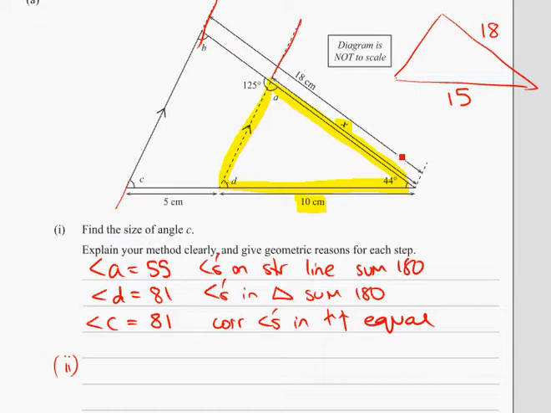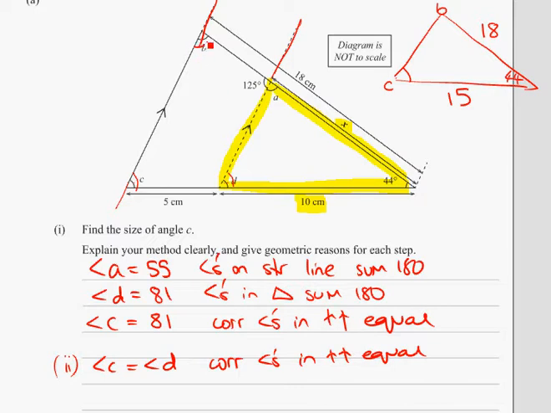Now to be able to use similar triangles, we need to prove that the angles inside this small triangle are the same as the angles inside the big one. So we know that angle C and D, so there's C there, that's angle B, and there's the 44. We know that angle C is the same as angle D from corresponding angles. C is angle D, corresponding angles in parallel lines are equal.